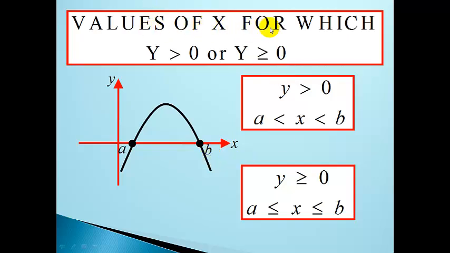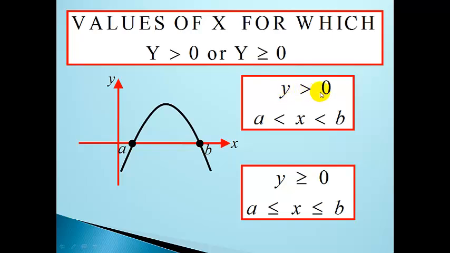Now, values of x for which y is greater than 0 or y is greater than or equal to 0. So for this maximum graph, values of x for which y is greater than 0 will be above the x-axis, in this area. So it's the interval between a and b.